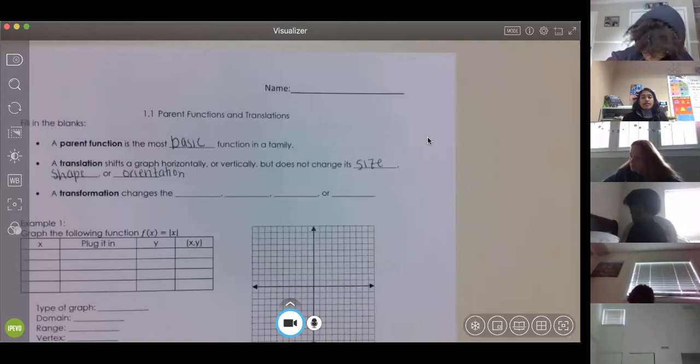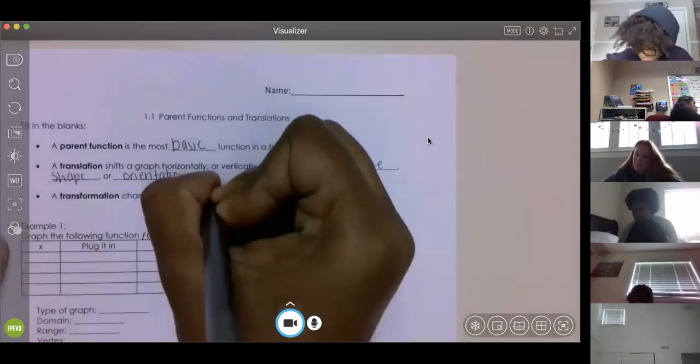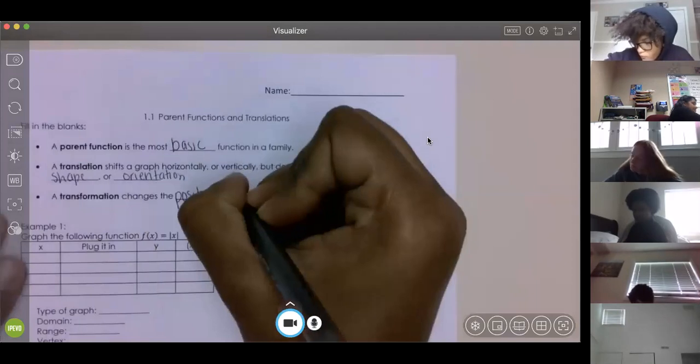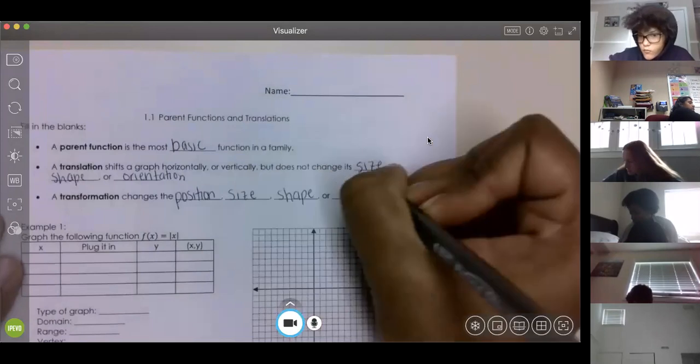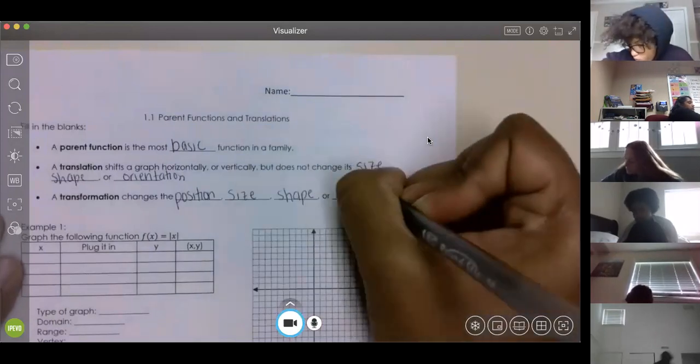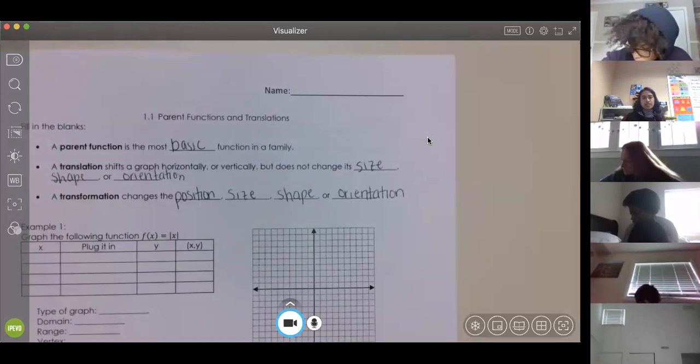On the other hand, a transformation can change the position of a graph. It can change its size. It can change its shape, and it can change its orientation. So tomorrow we'll focus on transformations. Today we're only going to focus on parent functions and translations.